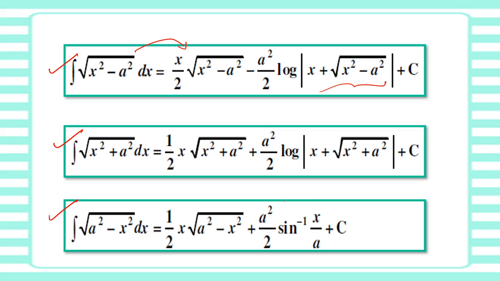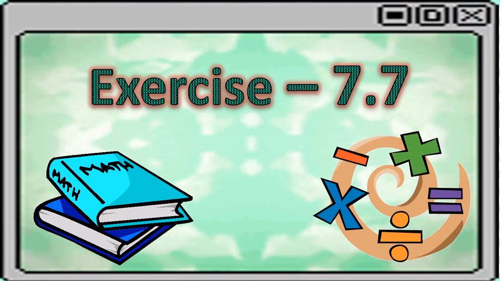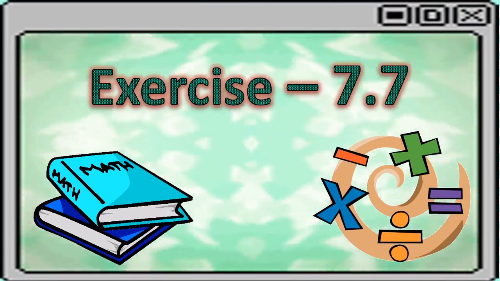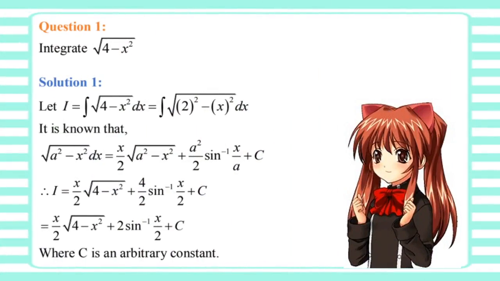So this 7.7 is basically based on these three formats or these three formulae we can say, and direct formula based. If it is given in this format, directly we will apply. If it is not given, we will try to convert. So look at the first question.